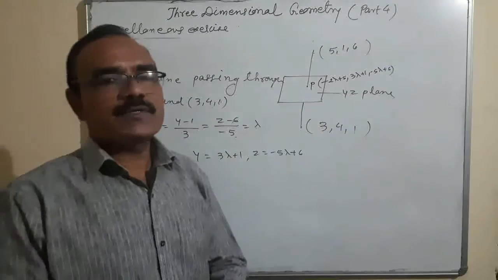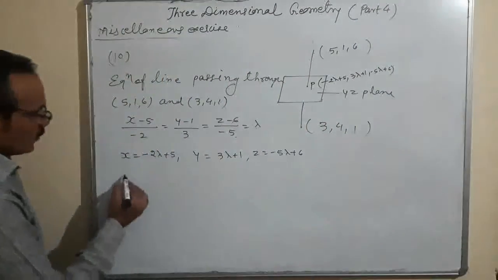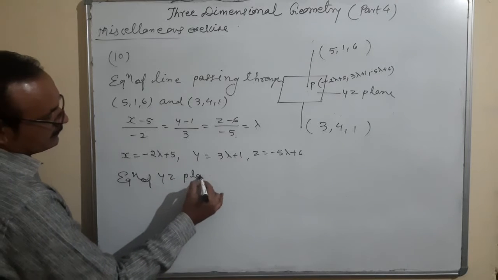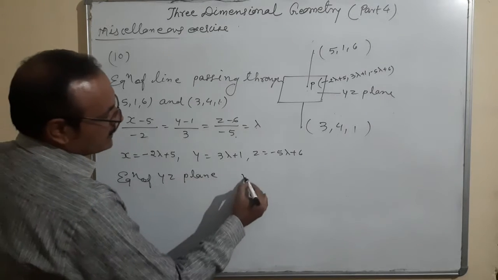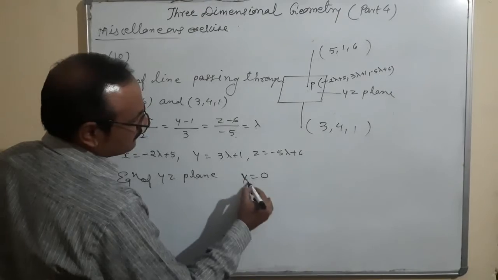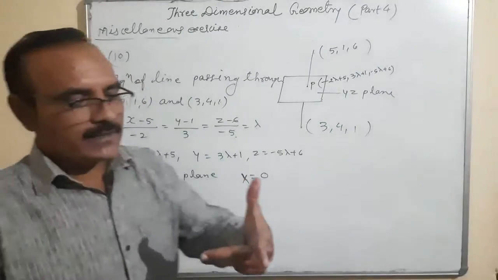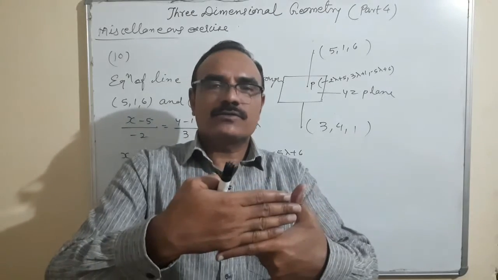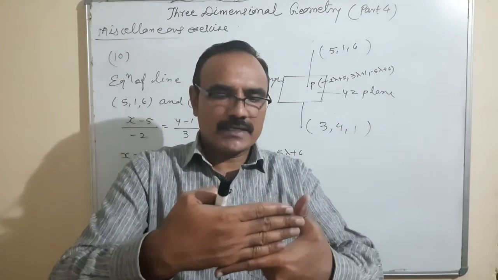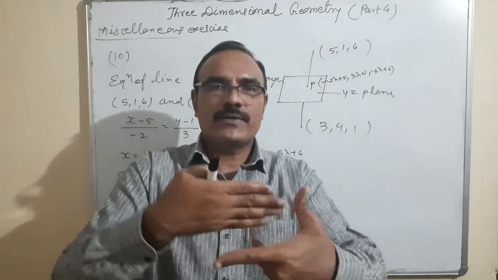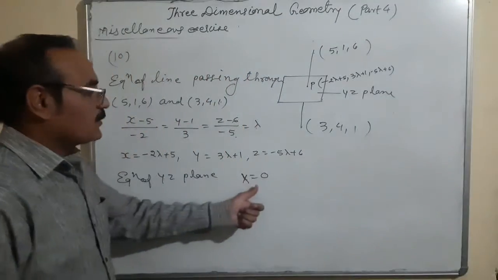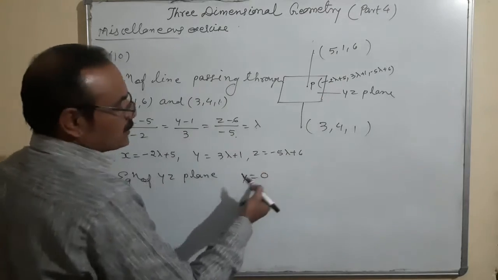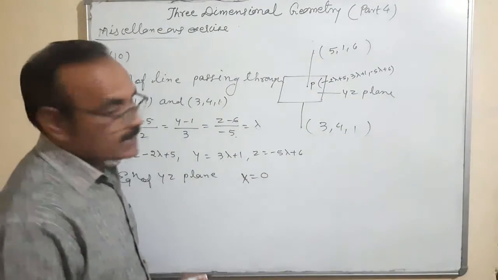Now we have to find the equation of the YZ plane. What is the equation of the YZ plane? The equation of the YZ plane is x equal to 0. Because the direction ratio of the normal of the plane is along the x-axis. Therefore it is x equal to 0. The point will satisfy this equation of the plane.